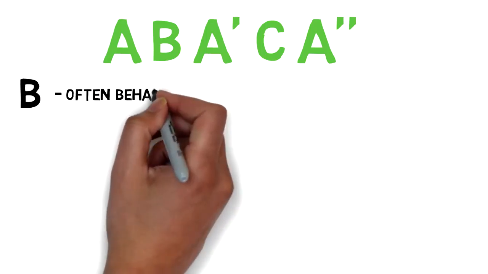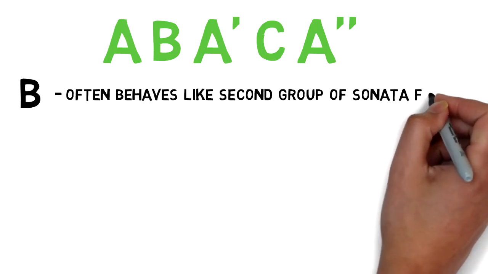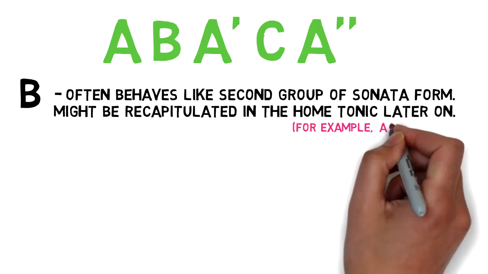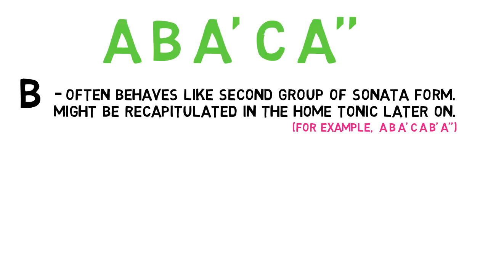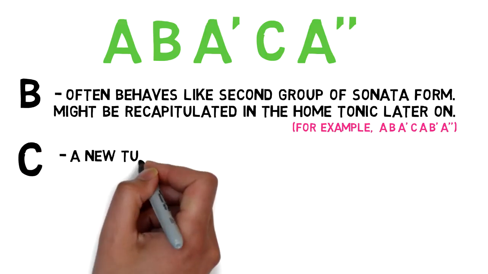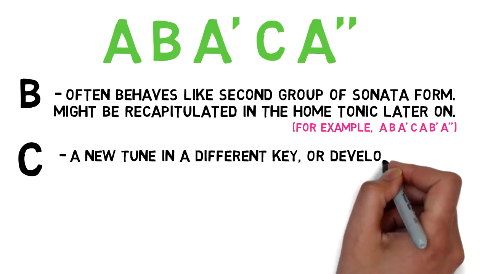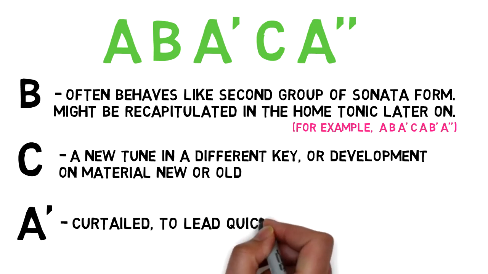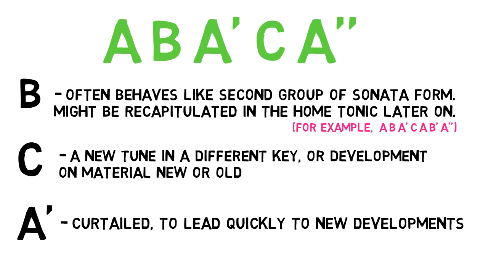The first episode, so letter B here, often behaves like the second group of a sonata form movement, and so it might be recapitulated in the home tonic in the last stages of the rondo. The second episode, so C here, might be a new tune in a different key, or it might be a process of development on material new or old. The first return of the main theme, so A' here, is typically curtailed so that it can lead quickly to more development and keep things interesting.